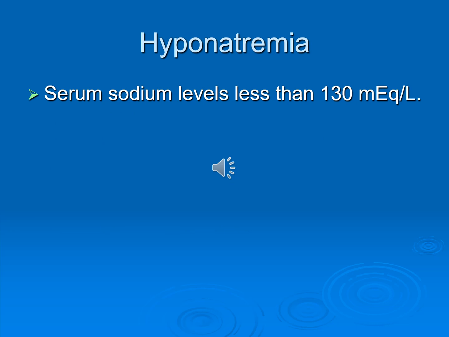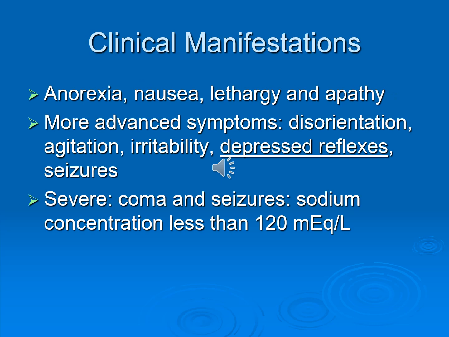Hyponatremia, you will see that the serum levels are going to be less than 130 milliequivalents per liter. Some clinical manifestations that you may see are anorexia, nausea, lethargy, and apathy. More advanced symptoms are disorientation, agitation, irritability, and depressed reflexes. That one's very important for you to know. And then seizures. And in severe cases, you'll see coma and seizures, and generally that sodium concentration is less than 120.